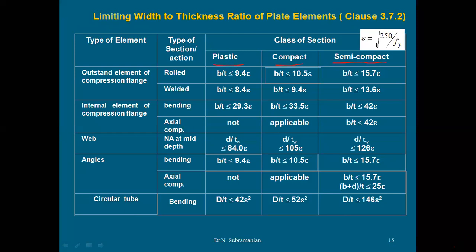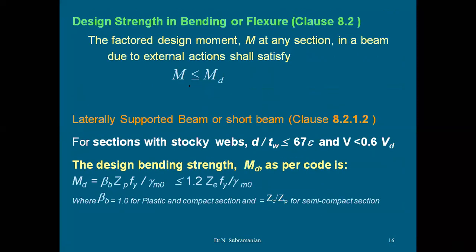And this is the design of the beams. We always ensure your bending moment should be less than the design bending strength of your beam. So this is the condition, and we already discussed how the laterally supported beams are going to be designed, and how the laterally unsupported beams are going to be designed. We already discussed these, isn't it?